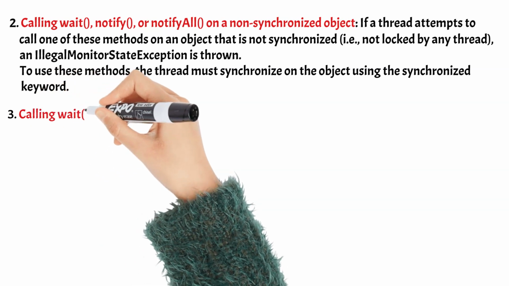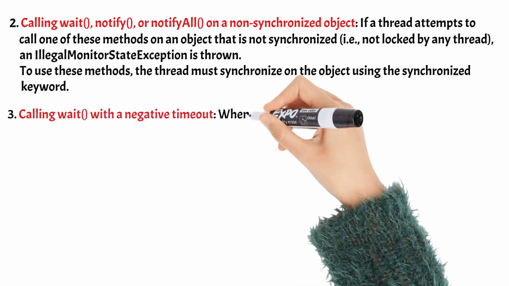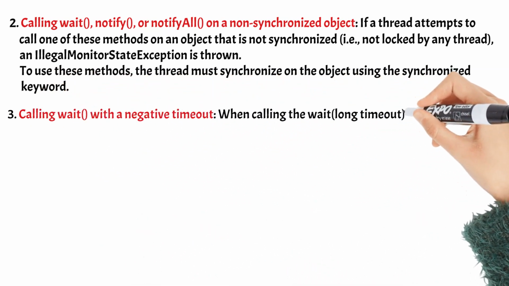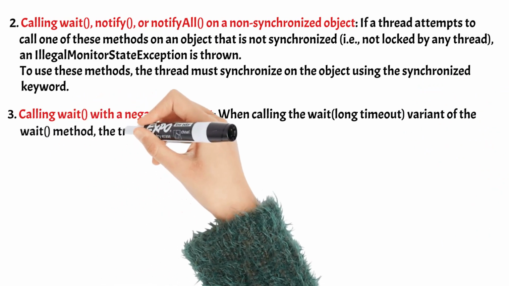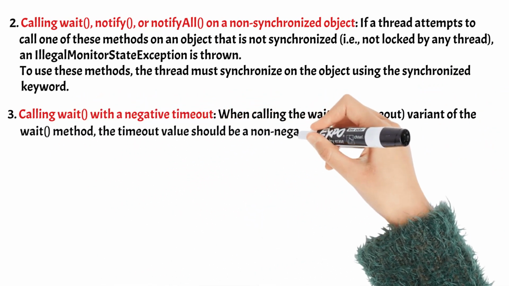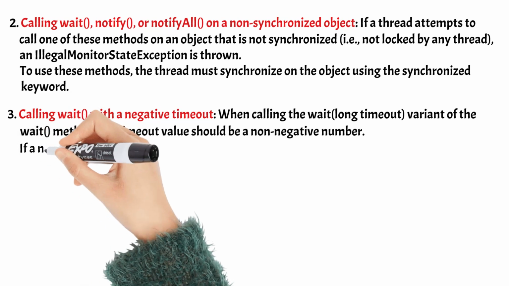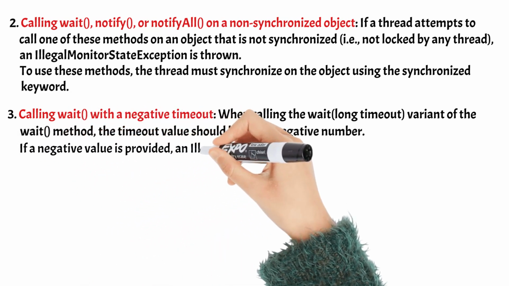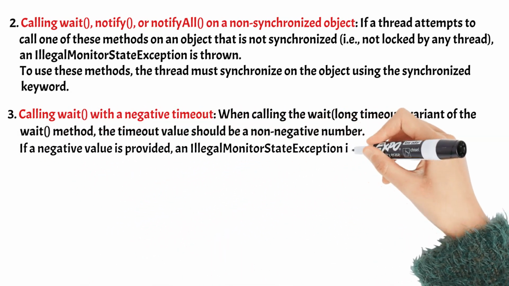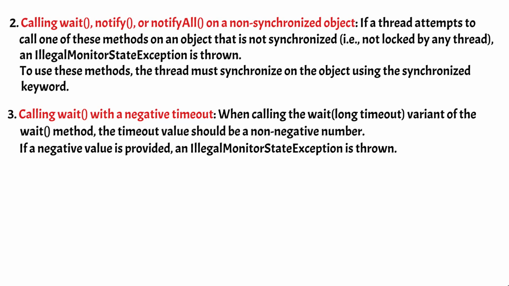3. Calling wait with a negative timeout. When calling the wait(long timeout) variant of the wait method, the timeout value should be a non-negative number. If a negative value is provided, an IllegalMonitorStateException is thrown.